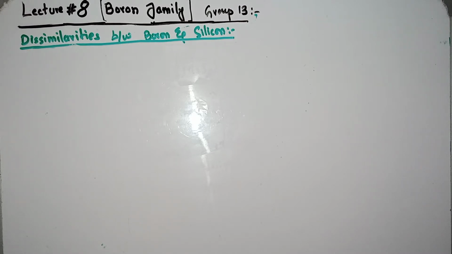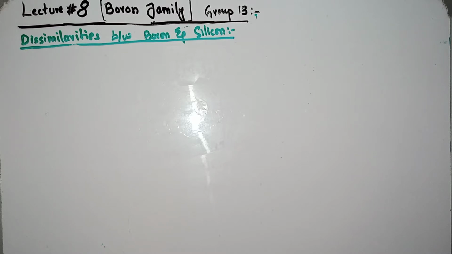Today is lecture number 8 of the Boron Family, that is Group 13. Today we will compare one element of Group 13, the element boron, with the diagonal element of another group, that is silicon. We will compare boron and silicon.